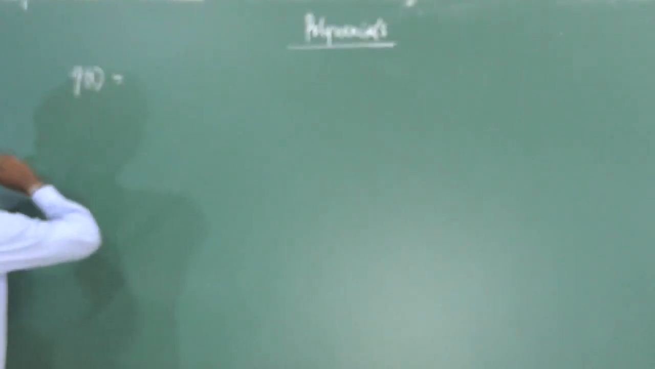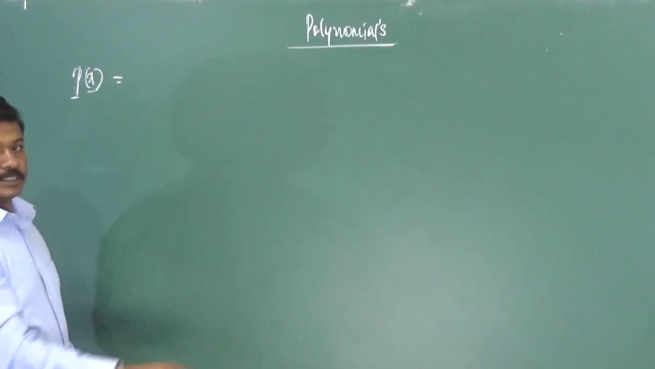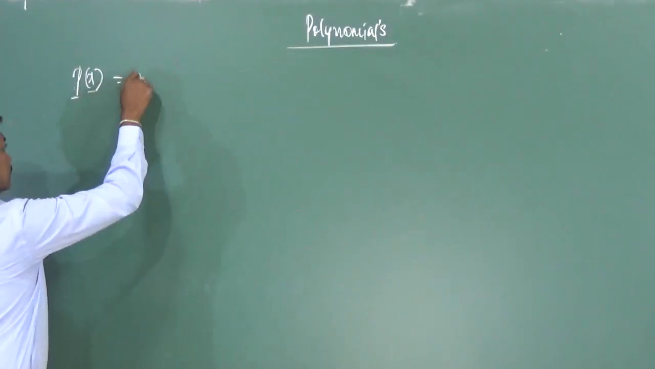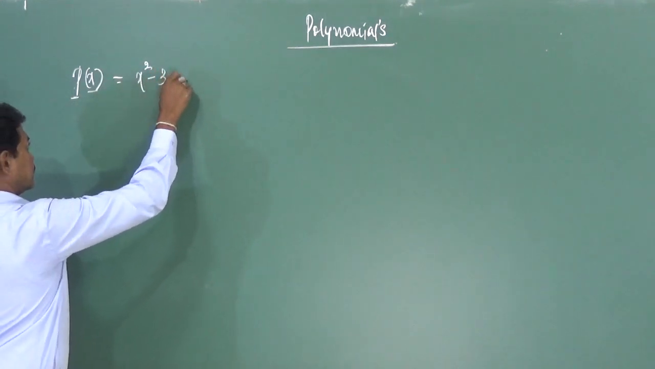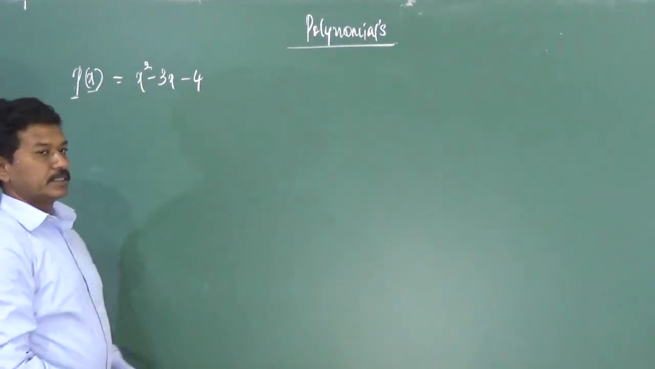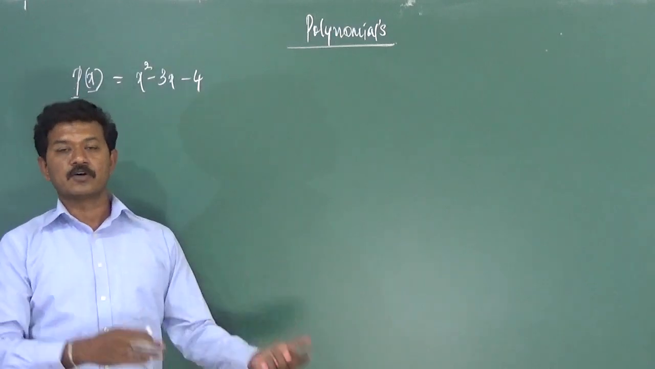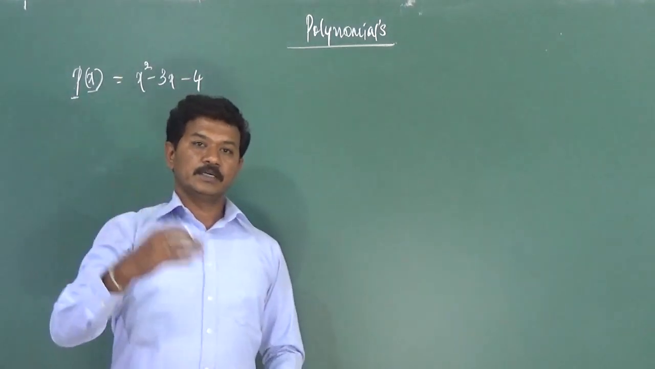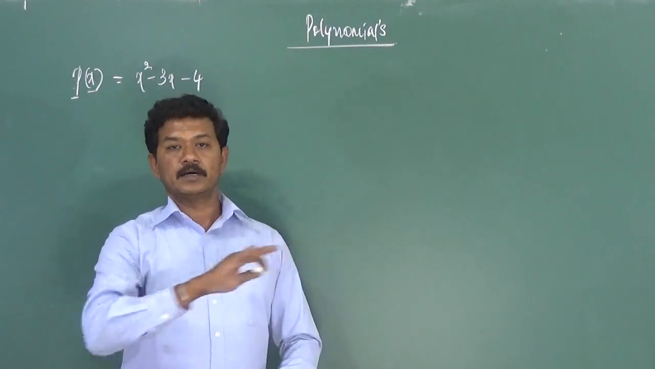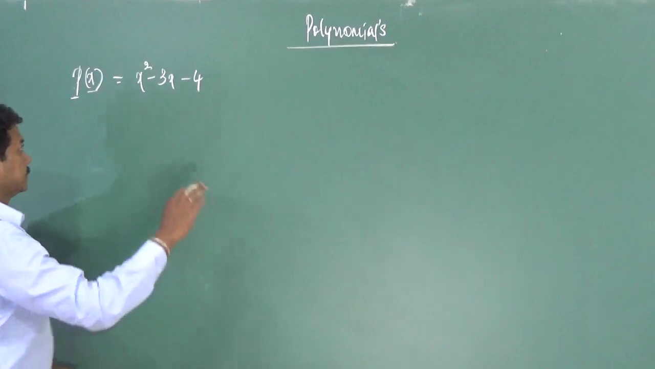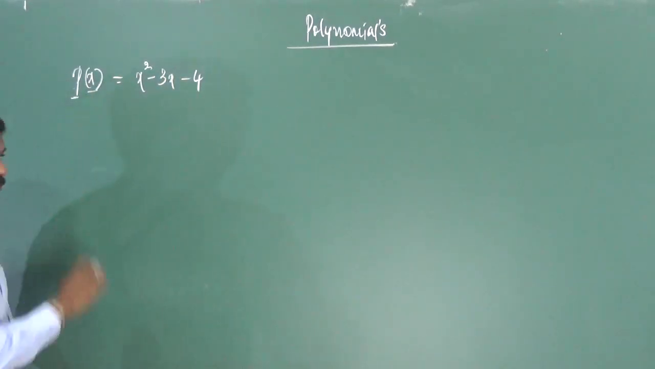So this is p of x. p is the name of the polynomial and x is the variable used inside the polynomial. Let us take p of x equal to x square minus 3x minus 4. Some polynomial is there. At this stage I will not discuss whether this is a polynomial or not. All those things are over. Whatever examples we take in this chapter are 100% polynomials. So p of x is x square minus 3x minus 4.